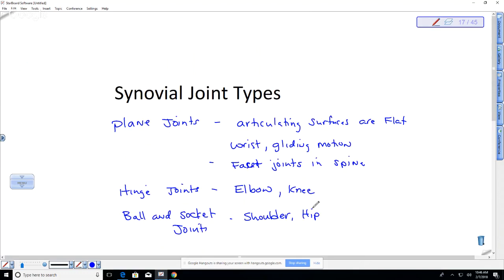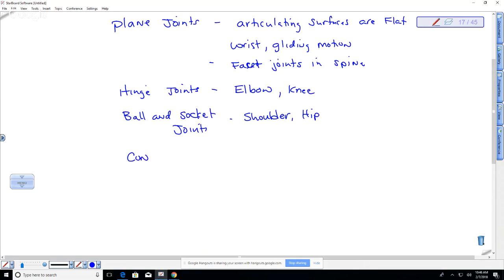We also have what are called condylar joints. And this is where the bones have a condyle on them. So they kind of meet like this. So the two condyles fit together. And so a good example of this is in between your metacarpals on your hand and your phalanges. So this is a good example, metacarpals and phalanges.